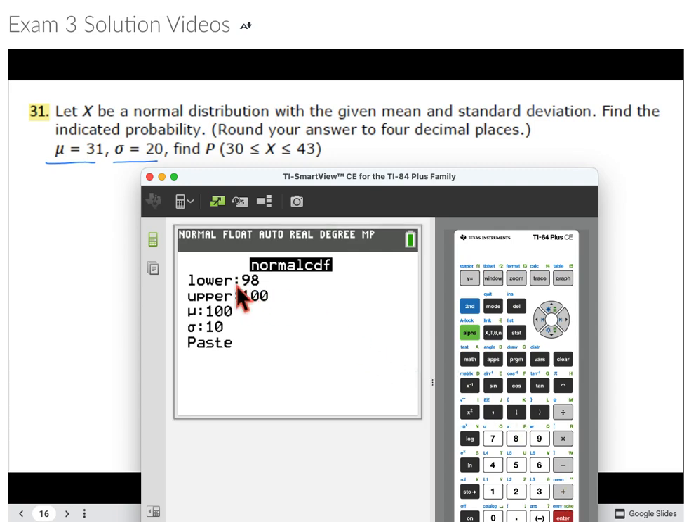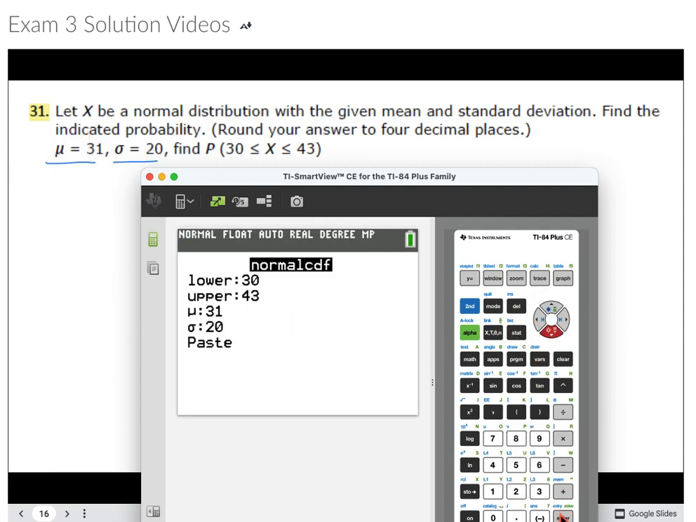We put in the lower limit, which in this case is going to be 30. And then the upper limit, which is 43. And then down here, we put in our mean and our standard deviation, which in this case is 31 and 20 for the standard deviation, right? So we put those two values in.